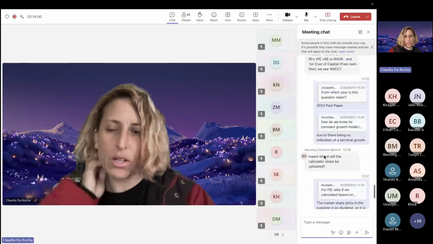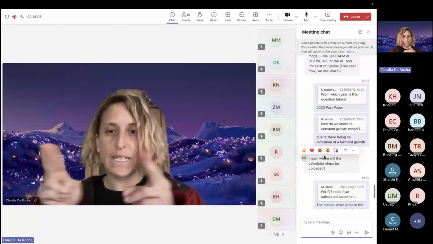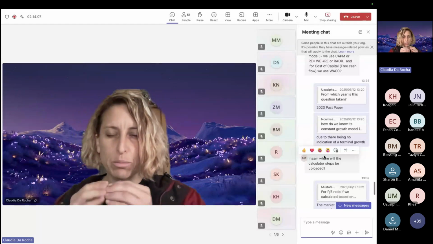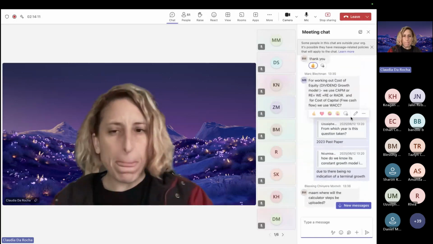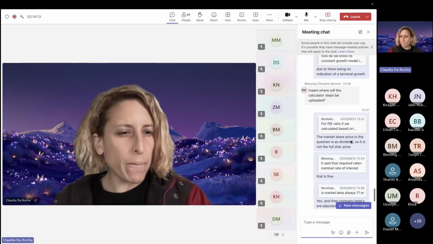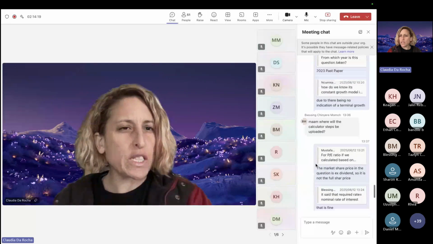So CAPM, cost of equity, cost of capital is whack because you've got to include debt and equity. Your CAPM only talks about equity generally. Cool. Okay, got it. You got it, Zander.